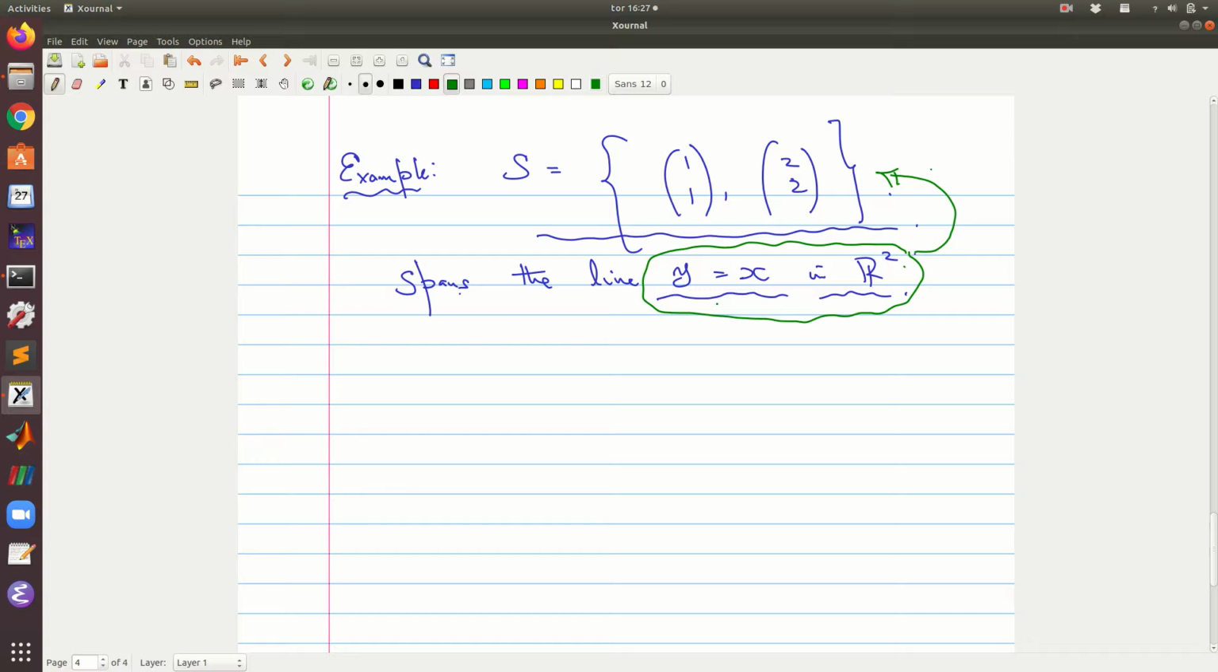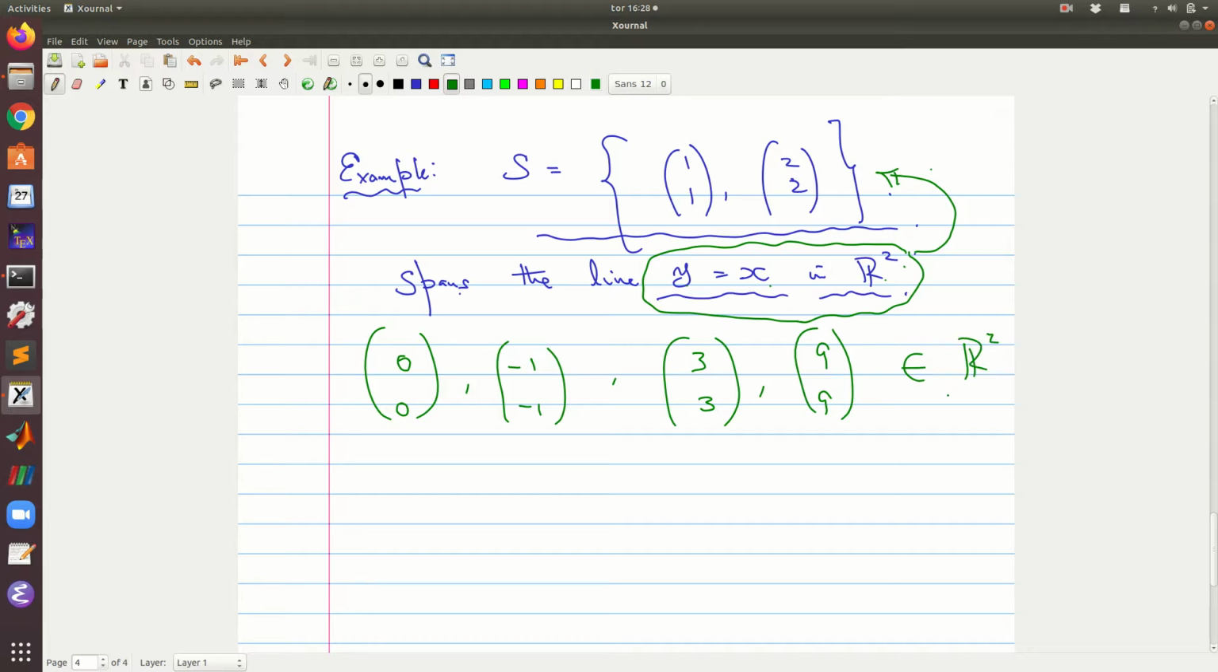For example, you can choose any vectors in R2 which satisfy the line y equals x. Maybe if x is 0, y is 0. If this is negative 1, this is negative 1. If this is 3, this is 3. If this is 9, this is 9. In other words, all of these in R2 are taken from y equals x in R2.